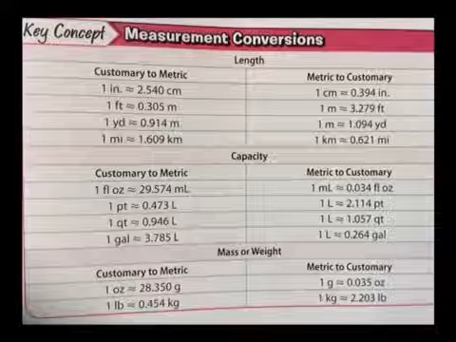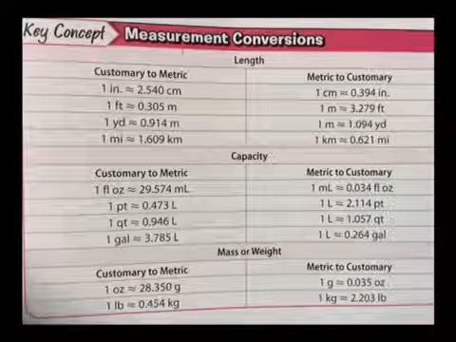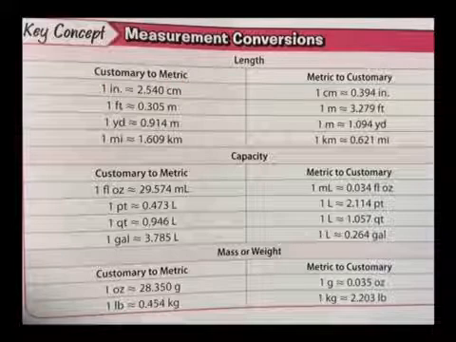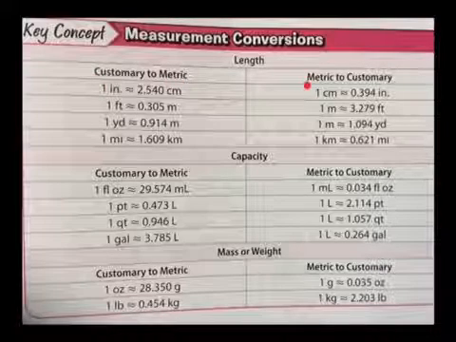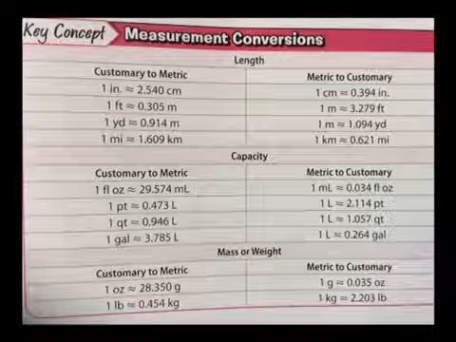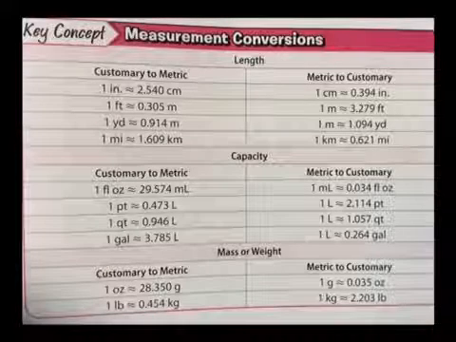On page 201, you'll find a measurement conversion where we can convert from U.S. customary to metric, and then from metric to customary. This will come in handy, and we'll probably need it for the test. So that's on page 201.